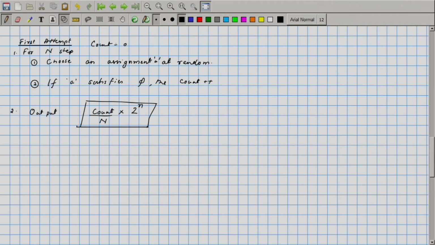Is this algorithm any good? What are the issues with this? What can we say about the success probability and the quality of the answer?